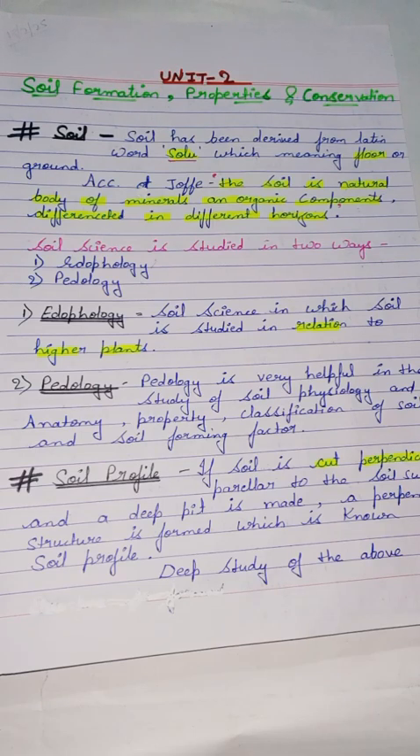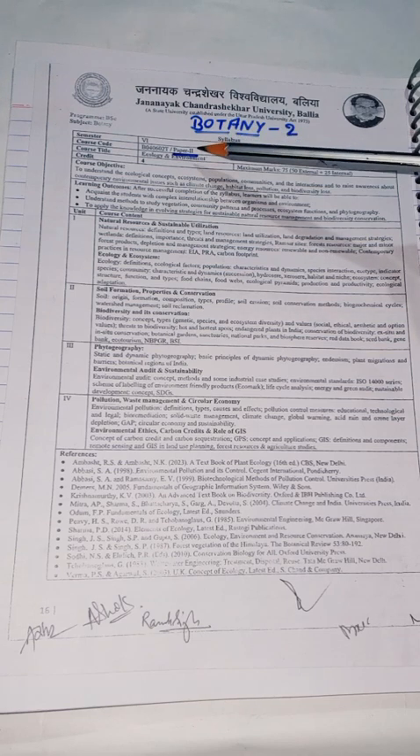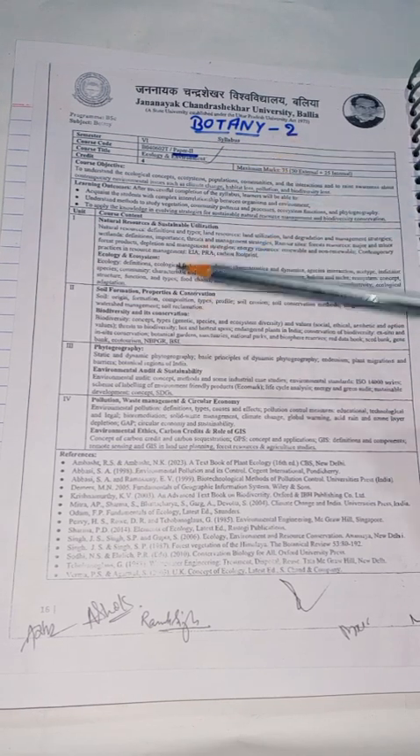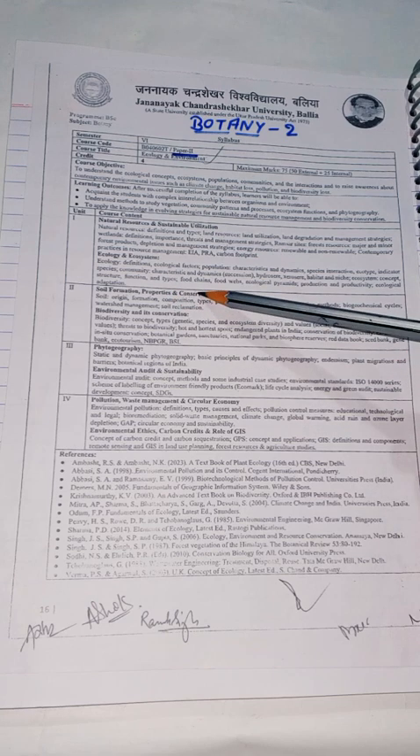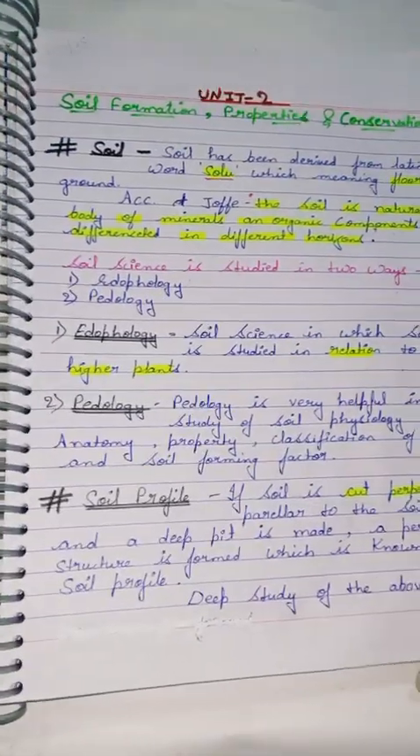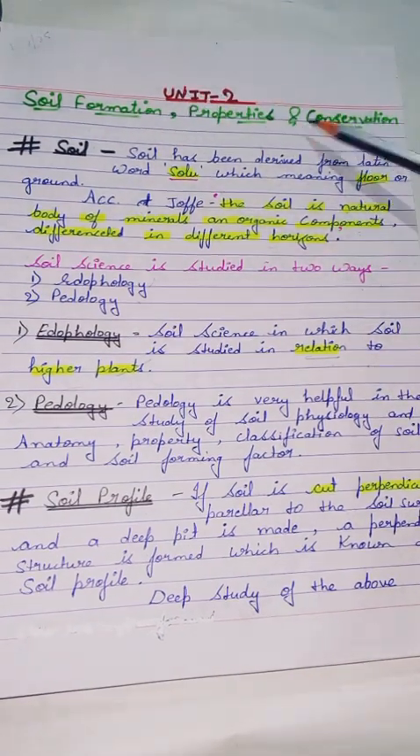Today we will discuss the Botany paper, 2nd BSc final year, 6th semester syllabus. You can see the syllabus. Our course title is Ecology and Environment. In this unit we study Unit 2: Soil formation, properties and conservation. So let's start this unit with proper notes. Unit 2: Soil formation, properties and conservation.